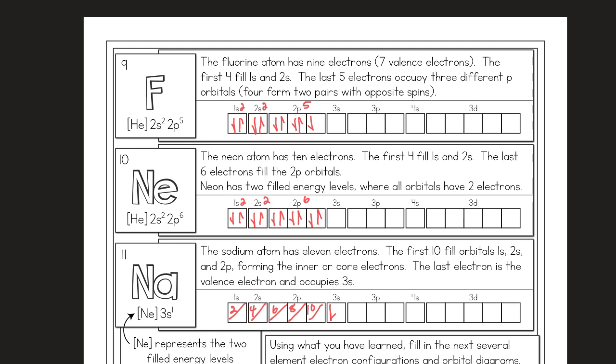So what I can do to shorthand this, instead of drawing all those up and down arrows or drawing boxes, I can say that the configuration is neon, so the same as neon, plus one electron that's in the 3s orbital. So whatever number is my outer shell of electrons, I'm going to be showing the spins for those electrons.